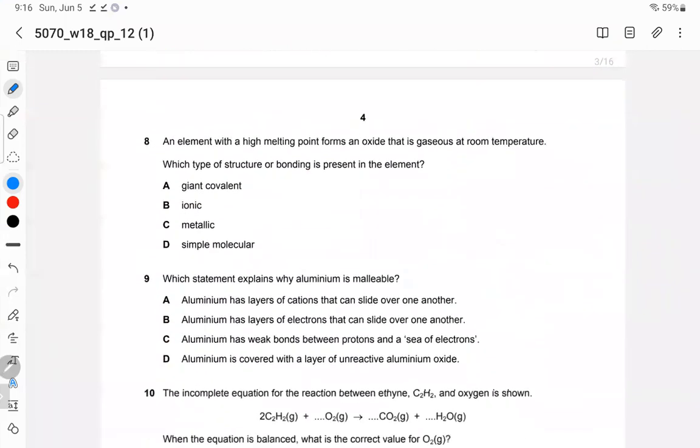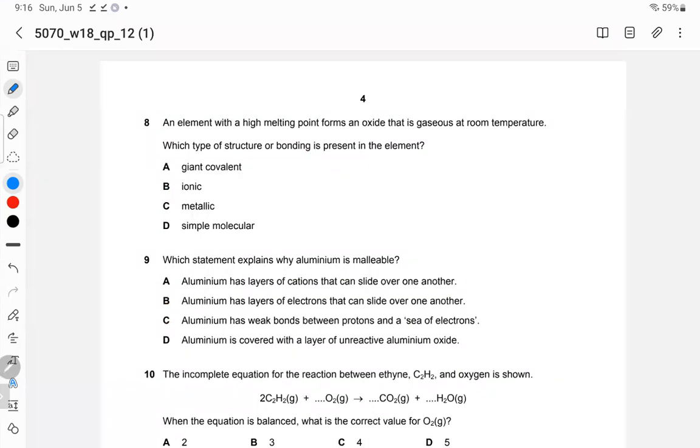Now question number 8. An element with a high melting point forms an oxide that is gaseous at room temperature. So can anybody tell me which element it can be, if its oxide is gaseous and that element has a high melting point? Can you think of any element?